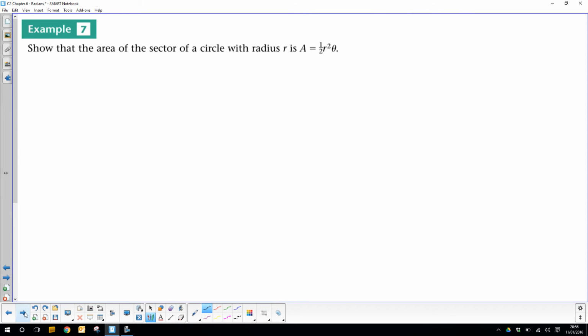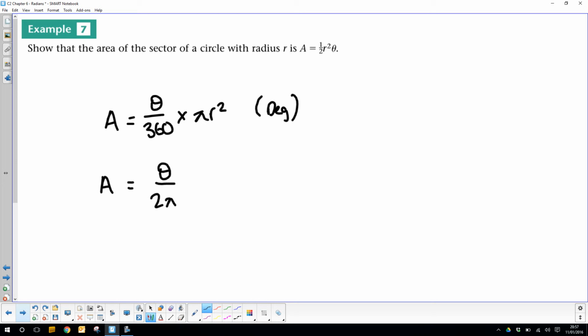Now again, I'm going to do this slightly differently. If it was theta in degrees, it would be theta over 360 times pi r squared. That would give us the area of a sector. We're not working in degrees, that would be for deg. If we're working with radians, we know that it's theta over 2 pi times pi r squared, and so this is for rad.